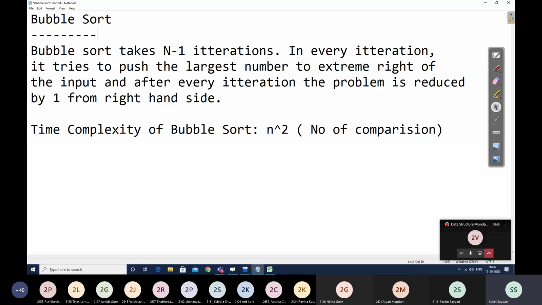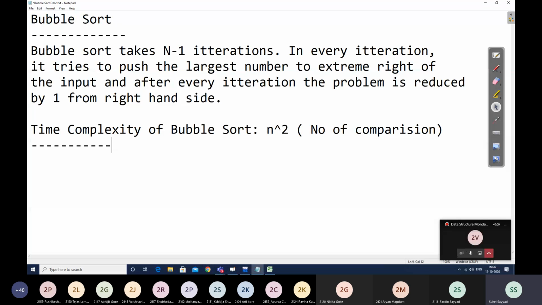What was the philosophy of bubble sort? Bubble sort used to take n minus 1 iterations, and in every iteration it was trying to push the largest number to the extreme right of the input, and after every iteration we were reducing the problem by one from the right hand side. This was the philosophy of bubble sort. So now let us see what is the philosophy of selection sort.